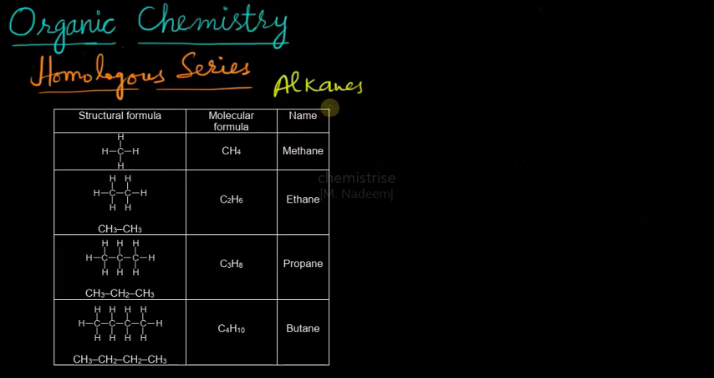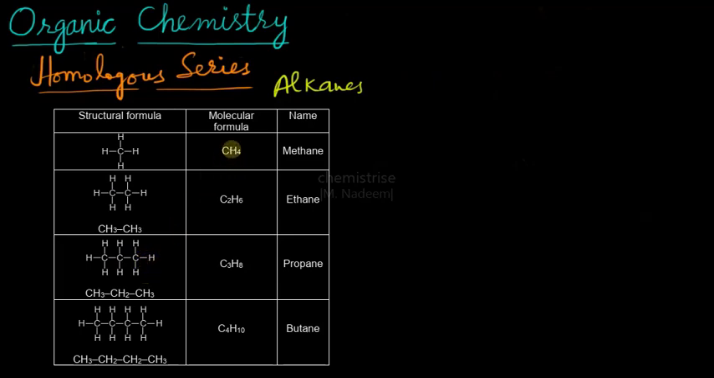Alkanes, what are the qualities of alkanes? All alkanes, first of all, are hydrocarbons. That means they contain carbon and hydrogen only. Then the second characteristic is that they contain carbon-carbon single covalent bonds. Okay, so these are the two characteristics present in alkanes.